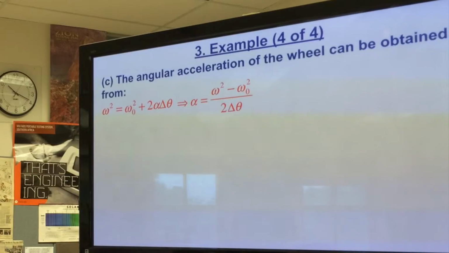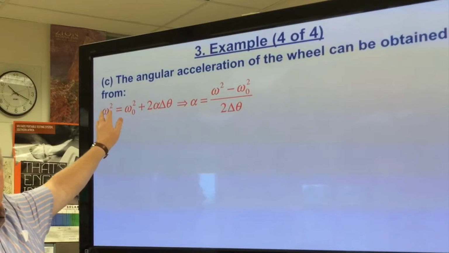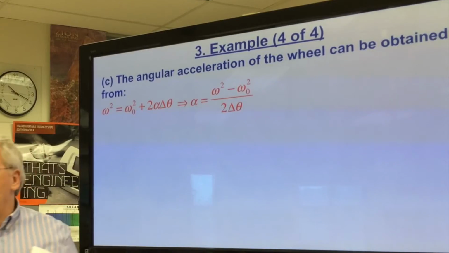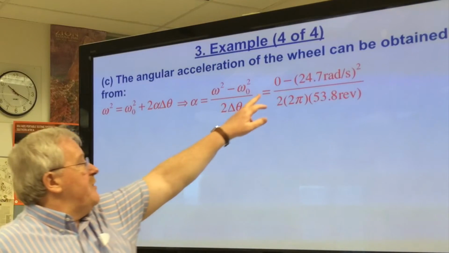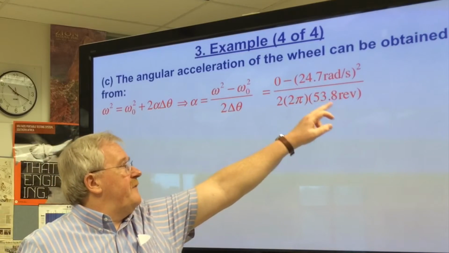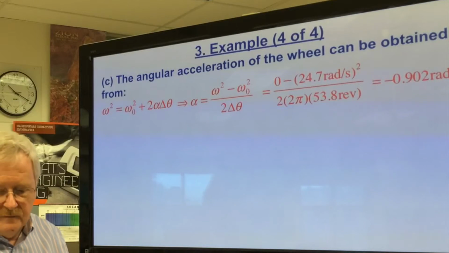We can transform that. So now we basically take omega naught squared from both sides, divide both sides by 2 times delta theta, and we've got alpha. We now substitute in our numbers: 0 minus 24.7 radians per second, squared, divided by 2 times 2 pi times 53.8 revolutions. And that's a negative 0.902 radians per second squared. It's negative because we're slowing down in this particular case. Not going backwards, we're just slowing down.